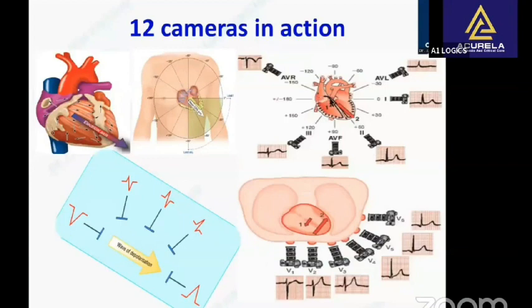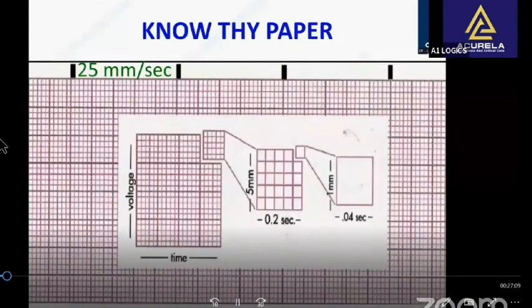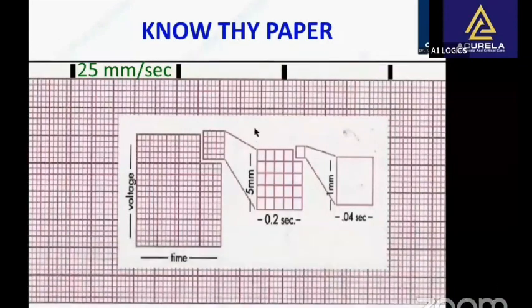Because the mean electrical axis is always away from the measuring AVR electrode, all the waves in AVR are usually negative. It is only in dextrocardia that the waves in AVR will be positive. So this can also be a guide for the proper placement of the ECG. So we should know to interpret our ECG paper also before knowing to interpret the ECG.